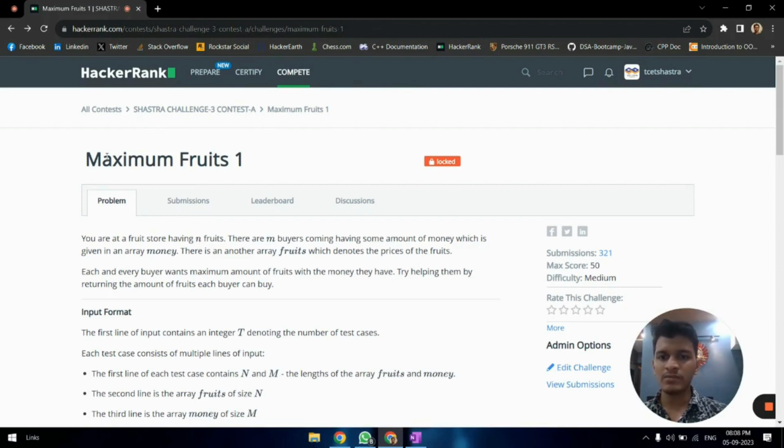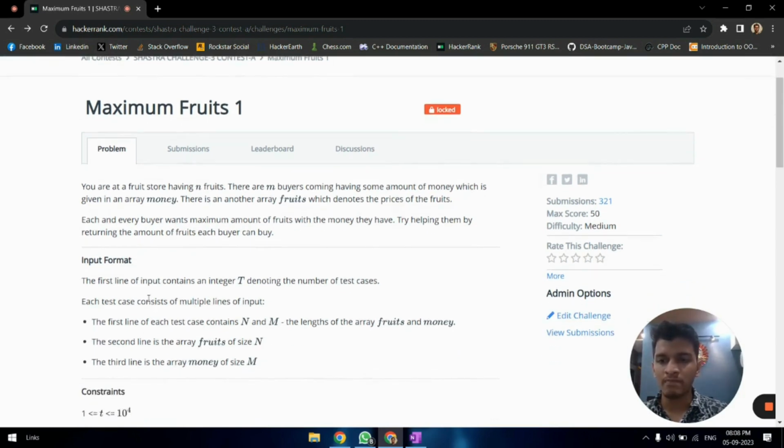That is Maximum Fruits 1. The problem states that you are at a fruit store having n fruits. There are m buyers coming, having some amount of money which is given in the array money. There is another array fruits which denotes the prices of the fruits. Each and every buyer wants the maximum amount of fruits with the money they have. Try helping them by returning the amount of fruits each buyer can buy.